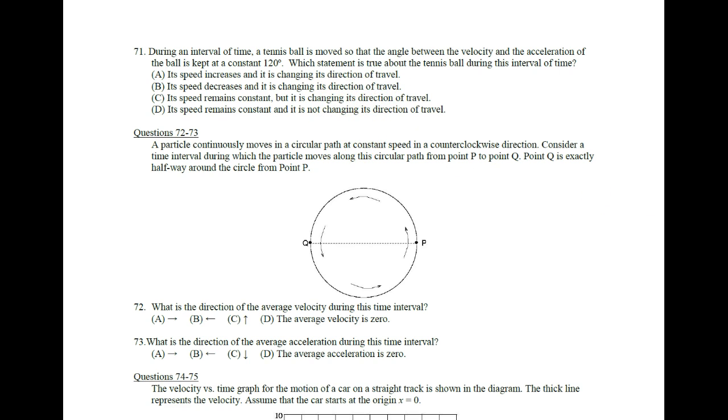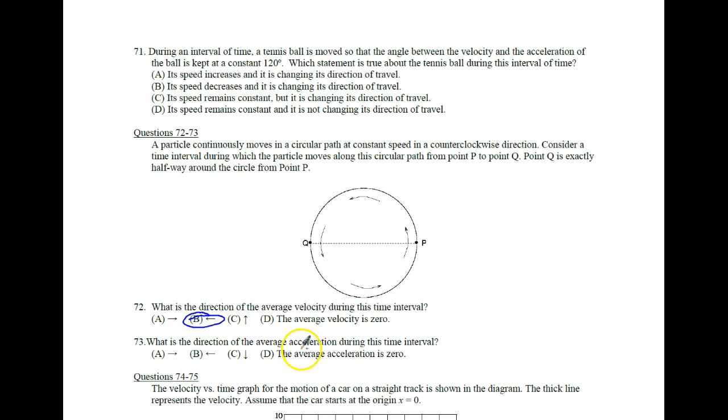For numbers 72 and 73, they give you this diagram with this thing turning. They want to know the direction of the average velocity during this time interval, so 72. The average velocity is proportional to the displacement, and the displacement is to the left. So your answer here, letter B, should be to the left.